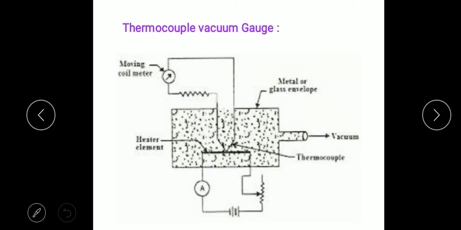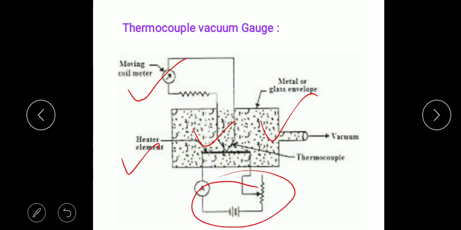This is all about the construction. Again I repeat the construction. Under the construction we have seen the heater element is there, one thermocouple is there, the glass envelope is there, the voltmeter for measuring voltage is there, and we are connecting a circuit to the heater element. This is all about the construction.